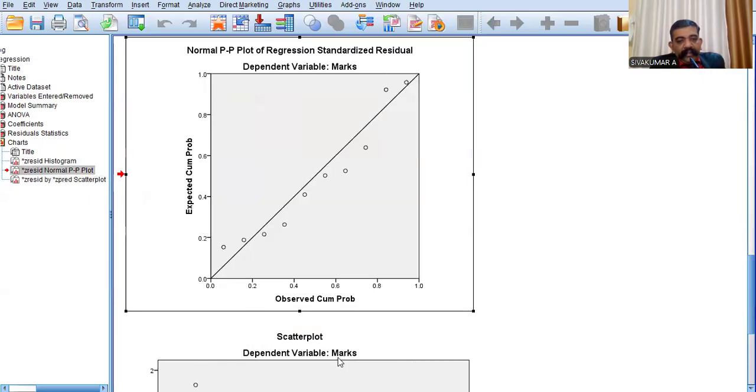Another test about normality is the normal PP plot. You can see the points. If points lie close to the diagonal line, the normality assumption is satisfied. Here you can see the diagonal line and points. To some extent, that is the correct word, points lie close to the diagonal line. On the basis of this histogram and normal PP plot, we can assume condition number 7 also.